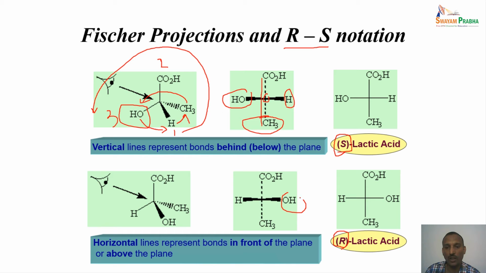We know if the hydroxyl is on the right hand side, then we can say this is the D isomer, and if the hydroxyl is on the left hand side, we say this is the L isomer. So that way we can also give either R and S notation or D and L notation for the compound by simply writing the molecule in this fashion. Irrespective of whatever the groups are, you can actually interchange the groups to get the right orientation.